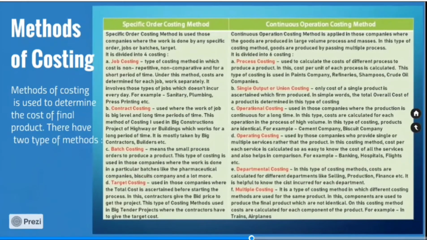First, process costing is used to calculate the cost of different processes to produce a product. Maknanya different proses lain-lain untuk menghasilkan satu produk. In this, cost per unit of each process is calculated. Second, single output. Only the cost of a single product is ascertained, which the firm produces. Kata mudahnya, total overall cost of a product is determined in this type of costing.